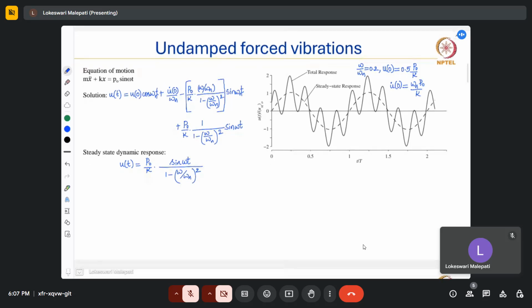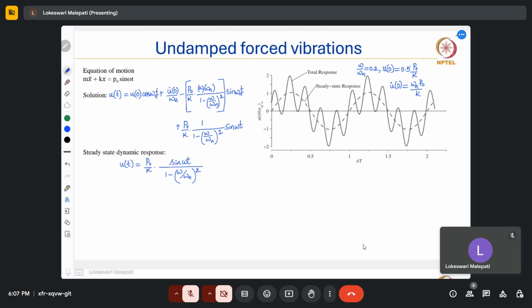So, okay, now we'll see the response for the undamped forced vibration. Till now we have been seeing the free vibration of a single degree of freedom system without any external force. In this week, it is completely about forced vibration, when the single degree of freedom system is subjected to a harmonic force, and we will be using this sinusoidal harmonic force P naught sine omega t for the discussion.